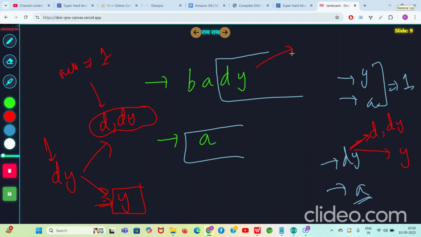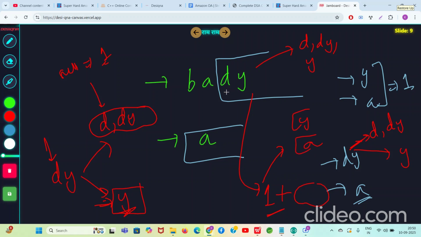You know that for dy, the subsequences are d, y, and dy, and y is nothing but the answer for this part when this y was taken and this a was taken. So this y is already bigger than a. So the answer for dy and a will be what? It will be 1 plus something. This 1 is coming from where? This 1 is nothing but the answer of y when a.